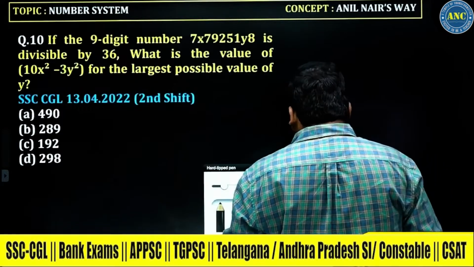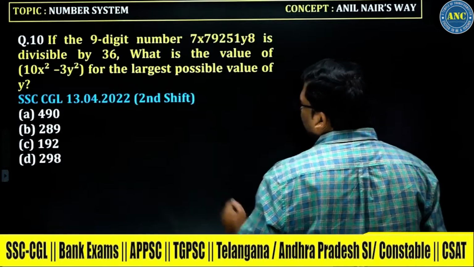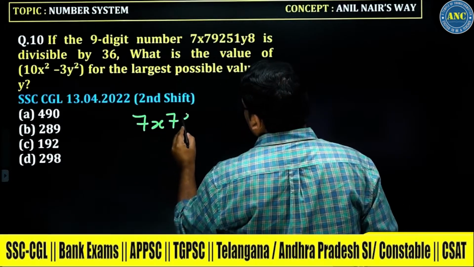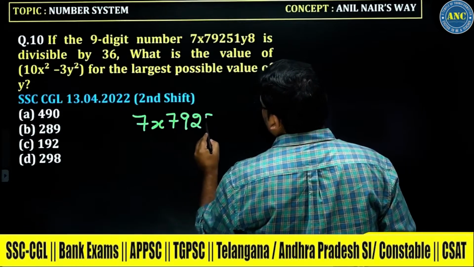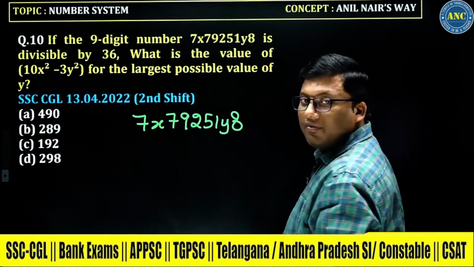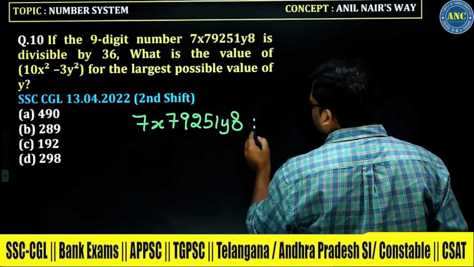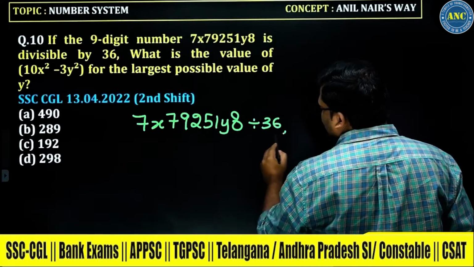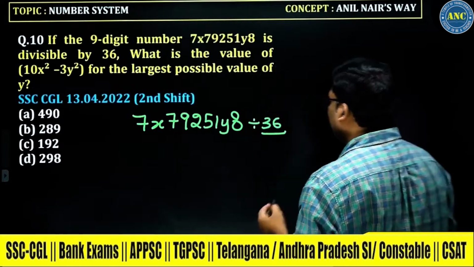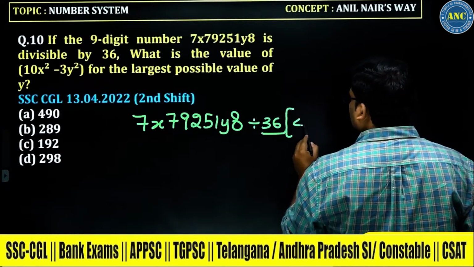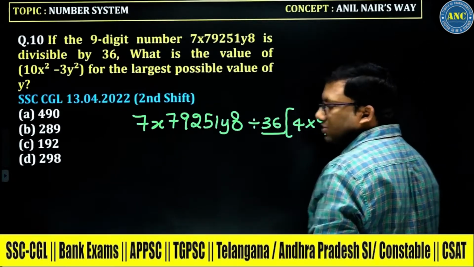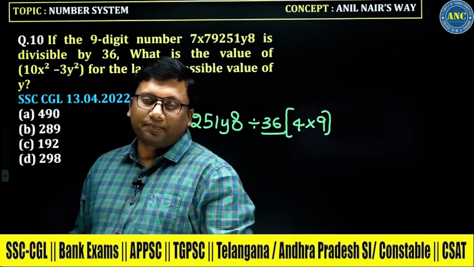Next one, a 9-digit number is given: 7x7925 1y8. This is a 9-digit number. This number is divisible by 36. 36 is a composite number, so it should be divisible by 4 and 9.